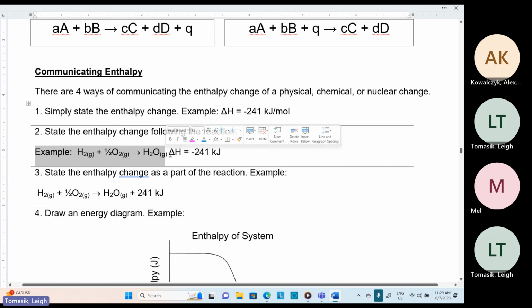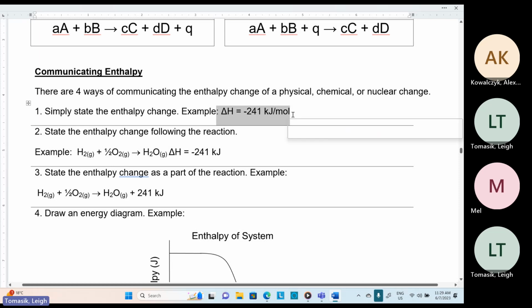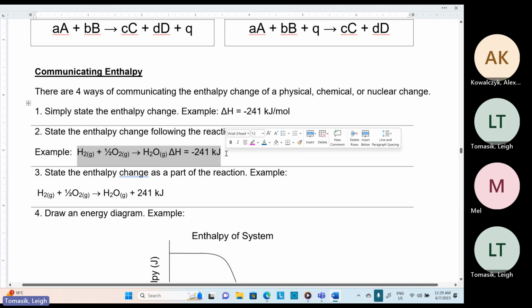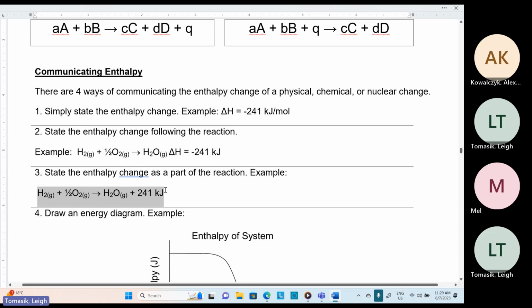Okay, and then list the enthalpy beside it. Right? So we can tell that again, right? So all of these are going to be about the same equation. So we can just talk about the enthalpy without writing the chemical reaction. We can talk about the enthalpy by putting it beside the chemical reaction. We can talk about the enthalpy by putting it into the chemical reaction.